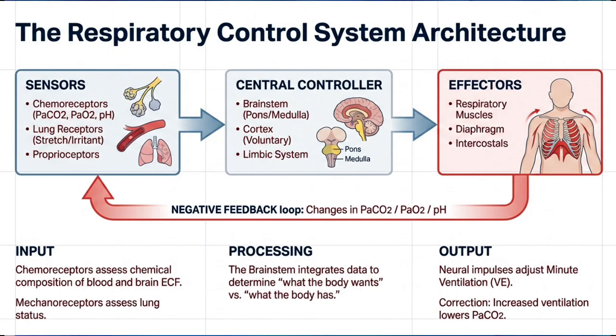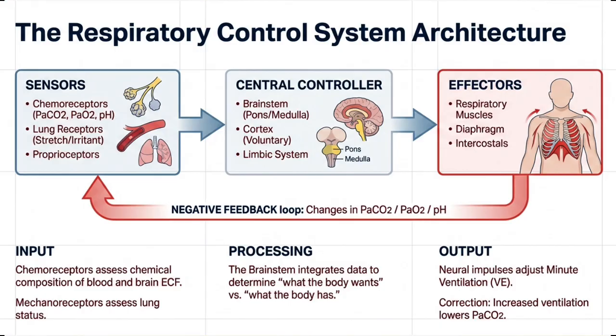Okay, so first up, let's get that 30,000-foot view. The whole point of this entire system is to regulate alveolar ventilation. Why? To keep our arterial blood gases rock steady, perfectly matching gas exchange to whatever our body's metabolic rate is at that very moment.